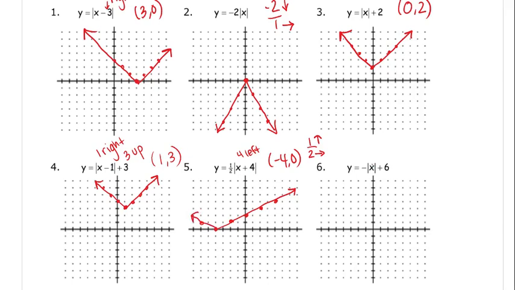Number 6, nothing added or subtracted on the inside, plus 6 at the end. That's telling us to go 6 up. So the new vertex would be 0, 6, which is right there. That negative now is telling us to just go the opposite direction. It's going to be flipped upside down. If you need to think of it as negative 1 over 1 to help you, go for that. So down 1, 1 right. Oops, a little off there, but you get the idea.